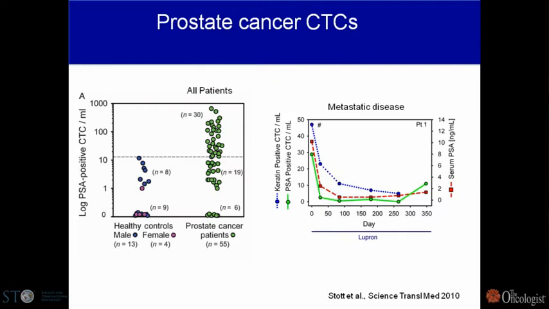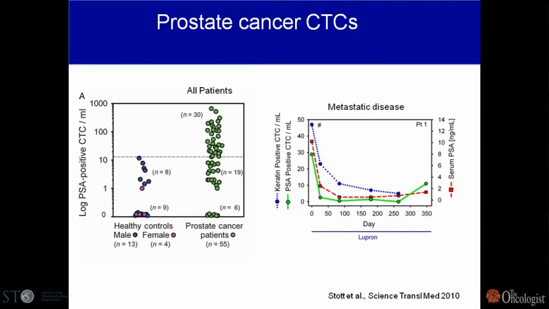Healthy females had no PSA-positive cells except for one cell in one person. But in healthy males, depending on how you set the gain, we did see up to 10 cells per mL as the higher bar here for the threshold in healthy individuals. When we look at patients, and this is all comers, localized, advanced, hormone responsive or hormone refractory, we saw, again on this log scale, a significant amount of signal in terms of the cells that we could identify.